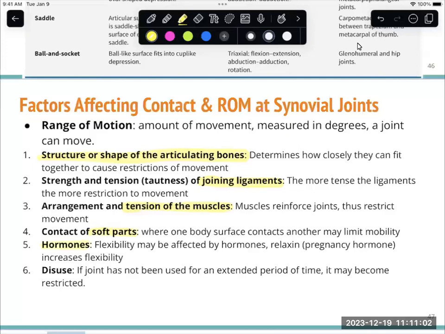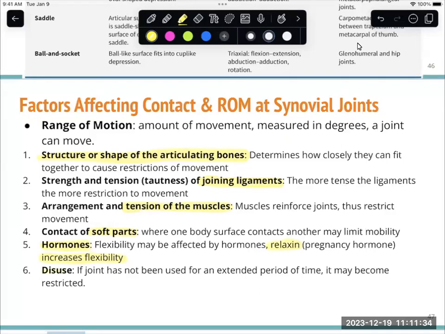Hormones. There is this awesome hormone that is released every month for females with their cycle, and then it's released throughout the entire pregnancy, that is called relaxin. This is going to increase the flexibility of some joints. Its main joint to increase flexibility would be that pubic symphysis, so that the head of that fetus can fit through that pelvic cavity.